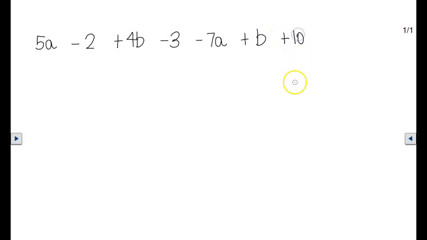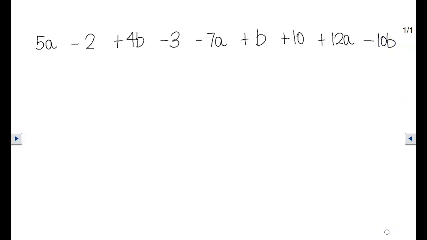Let's do 5a minus 2 plus 4b minus 3 minus 7a plus b plus 10 plus 12a minus 10b. And I guess I'll have to quit there because I'm out of room.